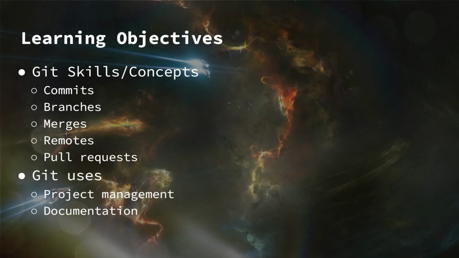We have several learning objectives for our course here. First, we're going to talk a lot about Git skills and concepts, including commits, what they are and how to make them, branches, merges, remote repositories, and pull requests. We're also going to talk about how to use Git for project management and for documentation.